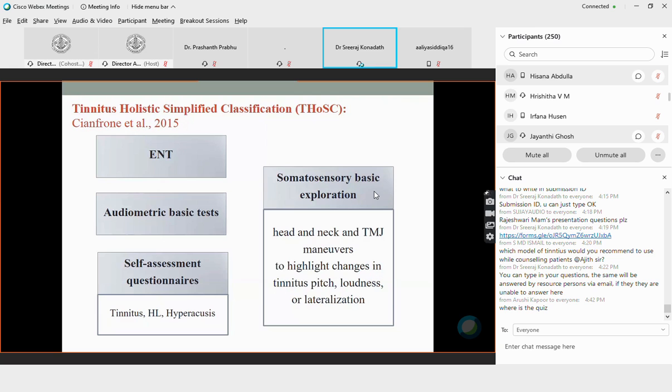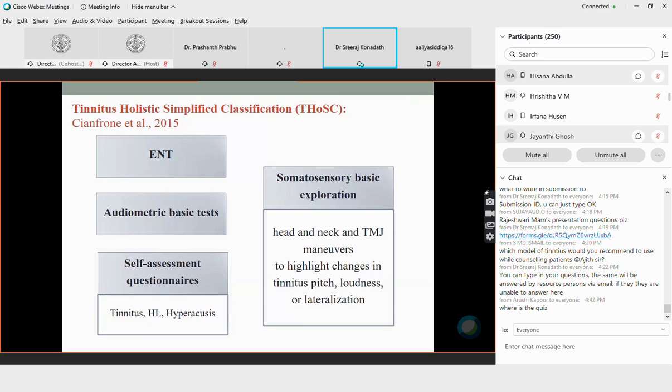So here, what do you mean by somatosensory basis? Here the head and neck and TMJ maneuvers are used to highlight the changes in pitch of the tinnitus, loudness and lateralization. So the temporomandibular joint, you know that, when you open or close your mouth, move your head, move your neck, all those times, sometimes, if you have seen patients, some individuals have fluctuation in the tinnitus they perceive.